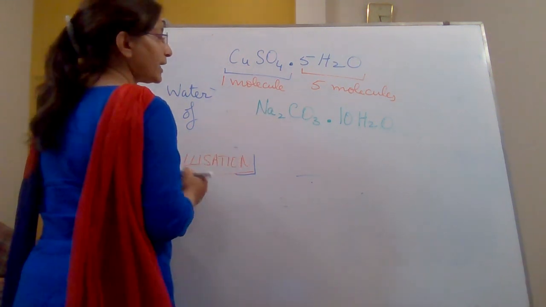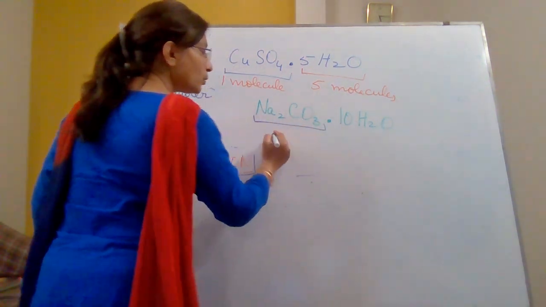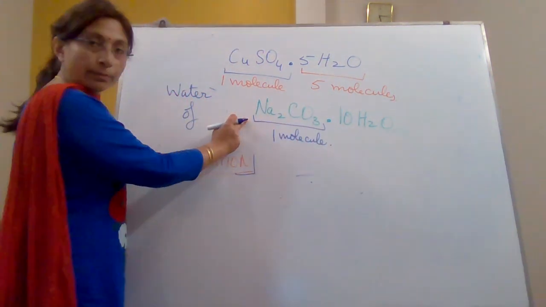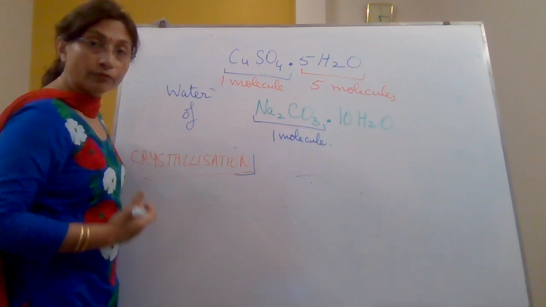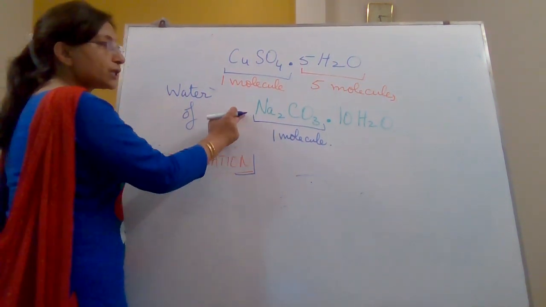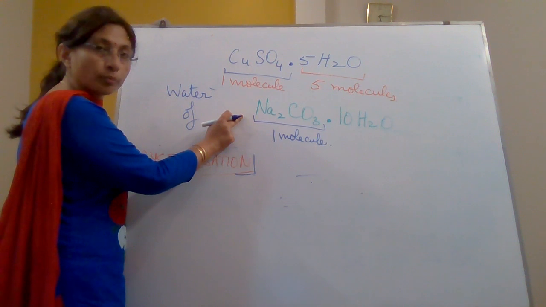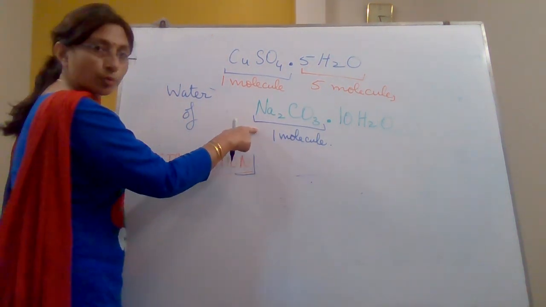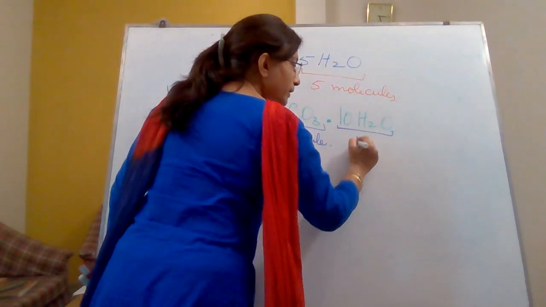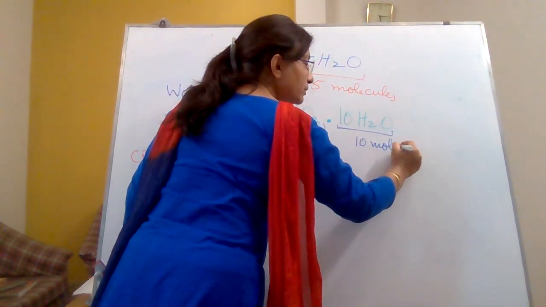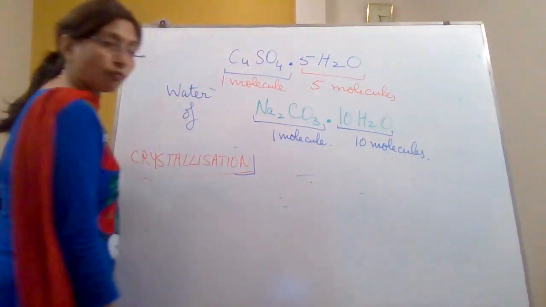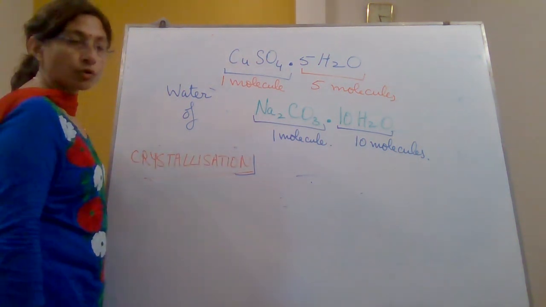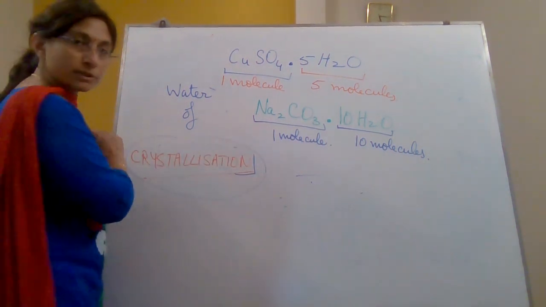That means that with one molecule of sodium carbonate, during the formation of crystals, जब सोडियम कार्बोनेट का क्रिस्टल फॉर्म हुआ, at that time with one molecule of sodium carbonate, 10 molecules of water got attached. As a result, the sodium carbonate was able to form its crystals.